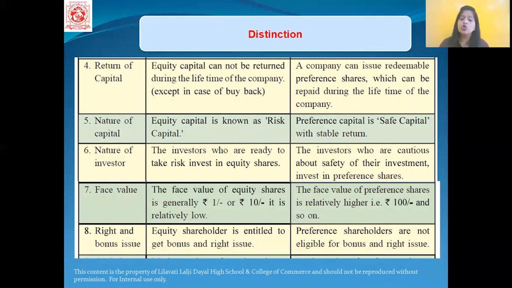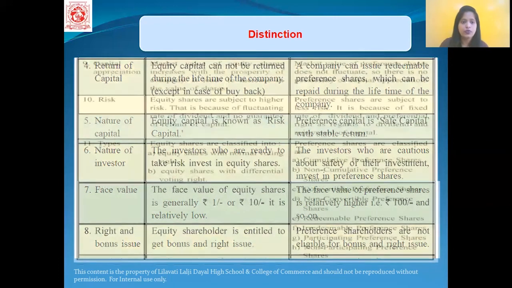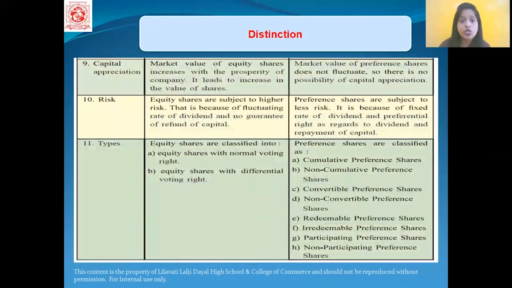Then you have face value. The face value of an equity share is very low. It ranges from 1 to 10, whereas for preference shares it is higher, ranging from ₹100. Then you have rights and bonus issue. Equity shareholders are entitled to get bonus and rights issue, whereas preference shareholders are not eligible for bonus and rights issue. Next one, capital appreciation. The market value of equity increases with the prosperity of the company, hence it leads to an increase in the value of the share. Whereas in preference shares, there is no possibility of capital appreciation.